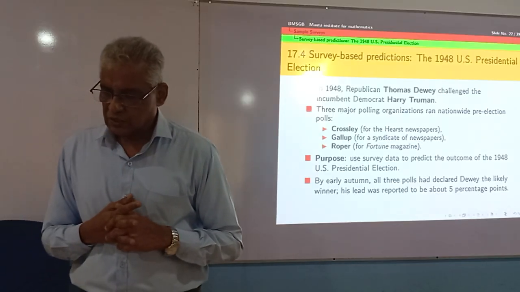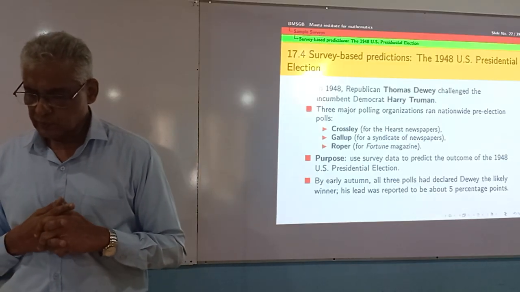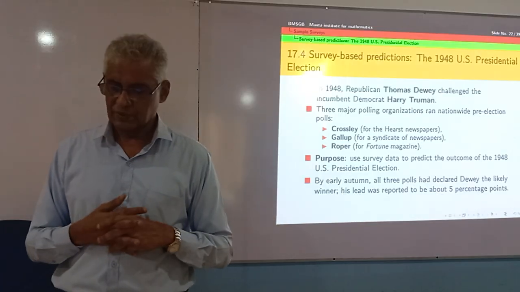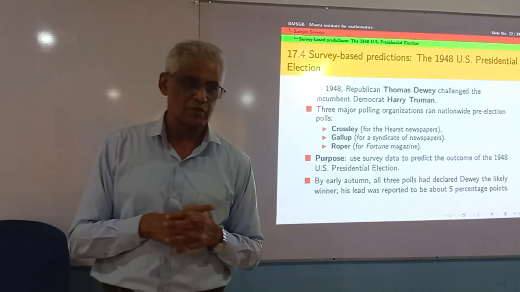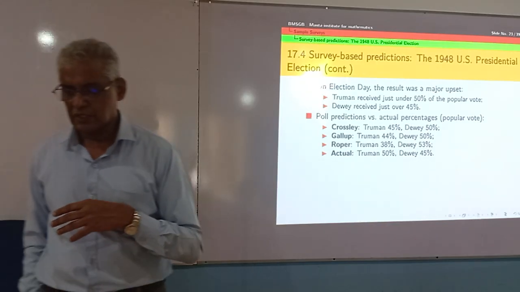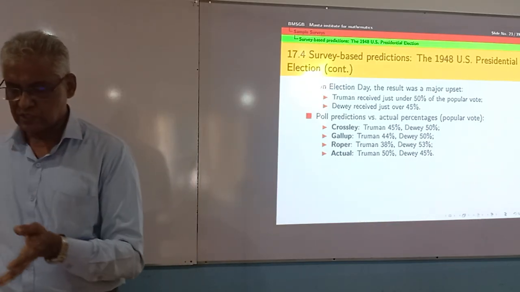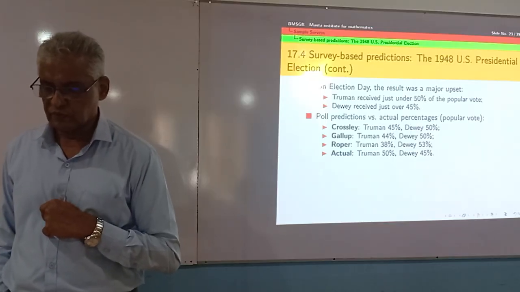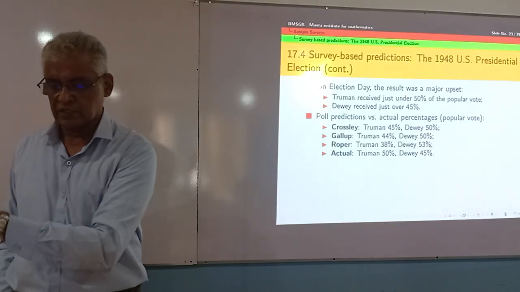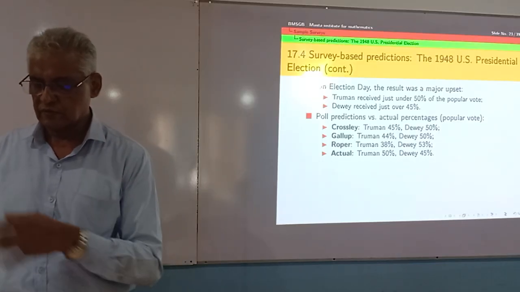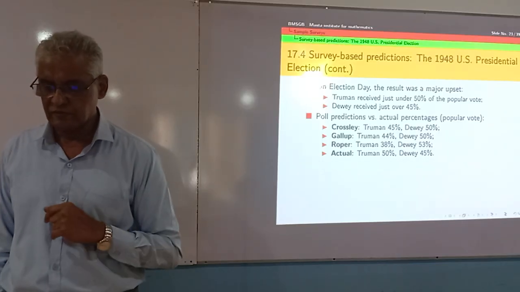Right? So by early autumn, all three polls had declared before the election, Dewey is the likely winner. But actually what happened was Truman won. So these were the results that they got. Crossley said Truman will get 45% and Dewey will get 50%, so Dewey will win. And Gallup said Truman will get 44%, Dewey will get 50%, and therefore Dewey will win.